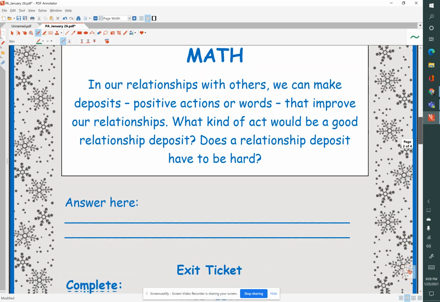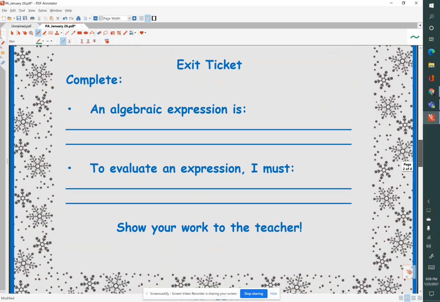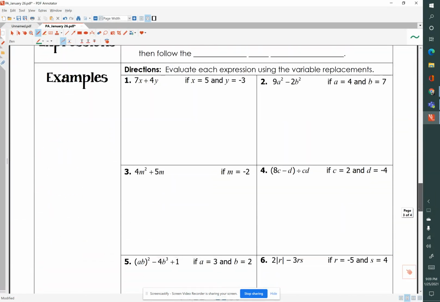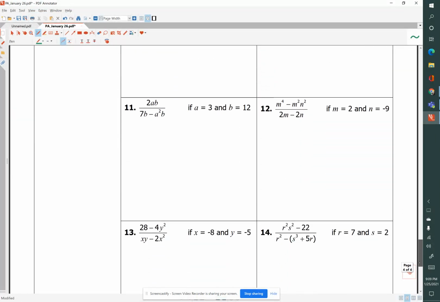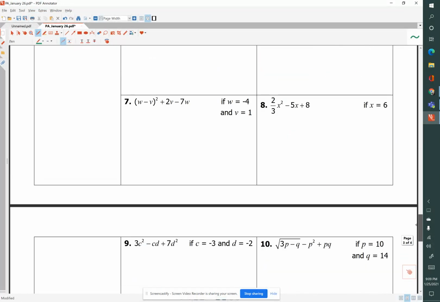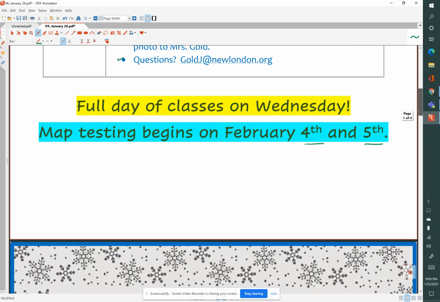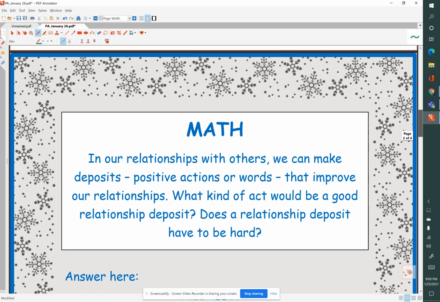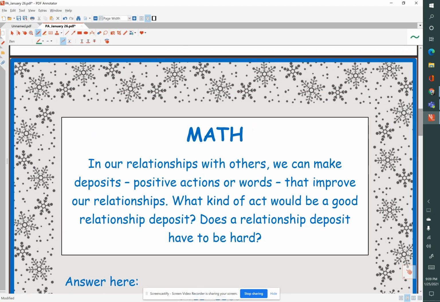So there's our do now, our exit ticket, and these are the 2 pages that we will be working on today. So we have 16 problems. So we'll start with our do now. In our relationships with others, we can make deposits. Deposits are positive actions or words that improve our relationships. What kind of an act would be a good relationship deposit? Does a relationship deposit have to be hard?